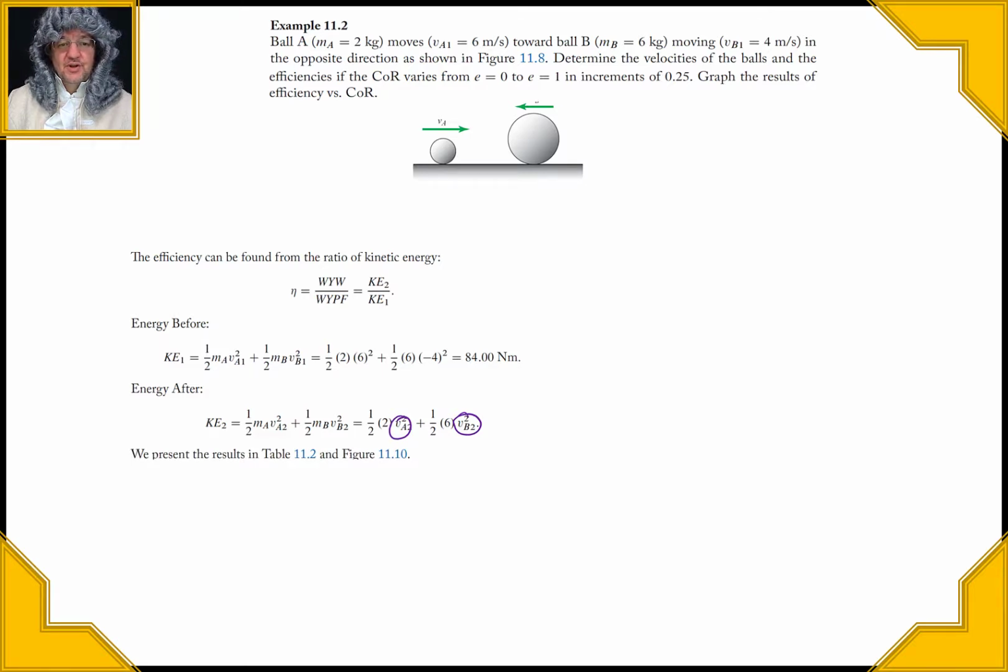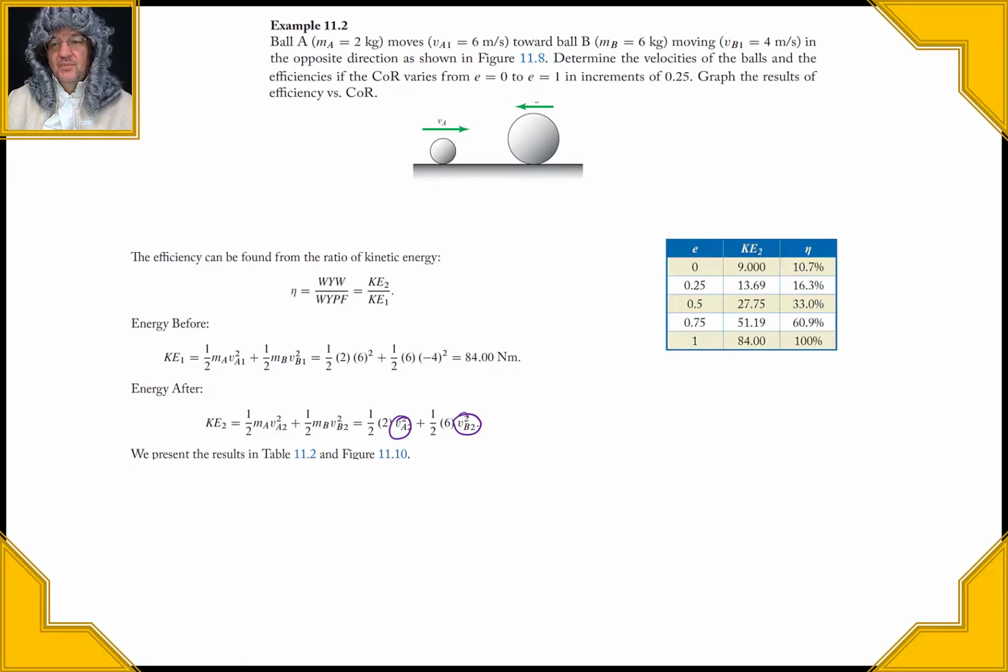So if you use the results from that previous table right here, we end up finding this. The kinetic energy is the same for all of these, right? Because it's the start. But we can see what the kinetic energy is for E afterwards, right? So here, for perfectly plastic, we can see that it has a 10% efficiency, right? But when it's perfectly elastic, we can see that it has 100% efficiency.